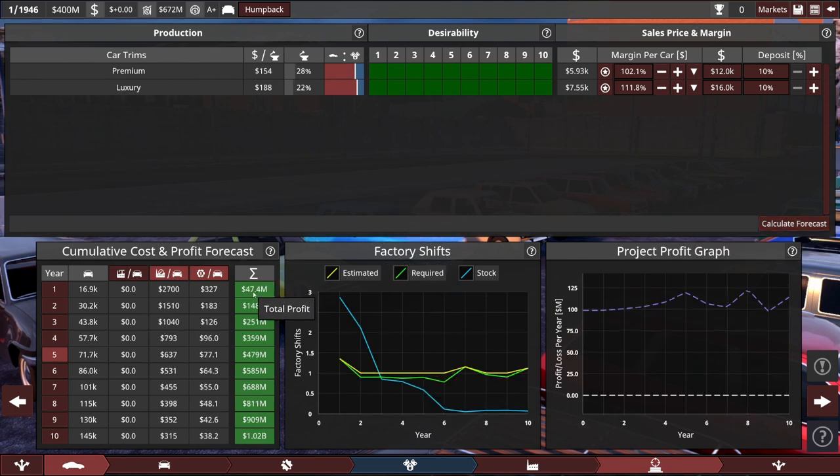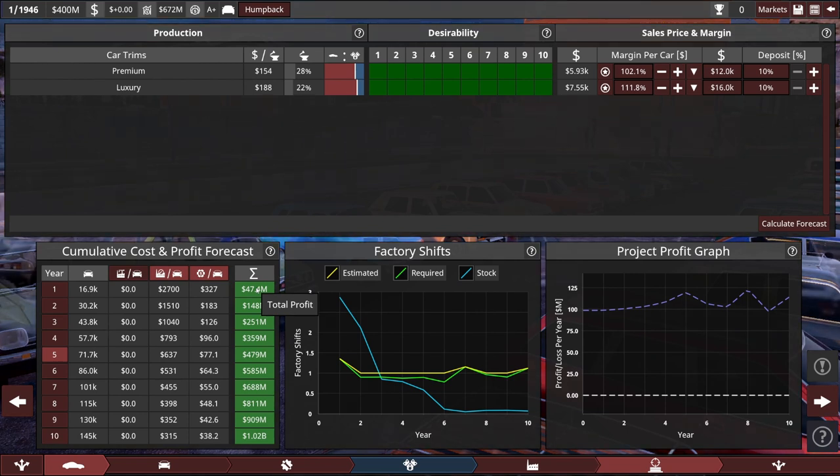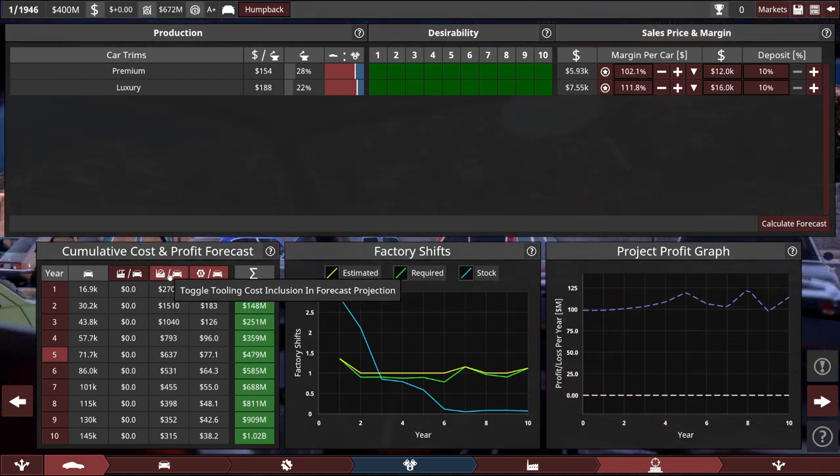And we see an estimated total profit. Now, what I like to do is just play with these numbers up here and recalculate until this profit number looks really high. It's okay if the first year is red. That's usually because you're upgrading your factory and there's a tooling cost. You'll see it turn green. And if it's all red, that's a bad sign. There's probably something wrong with your business strategy.